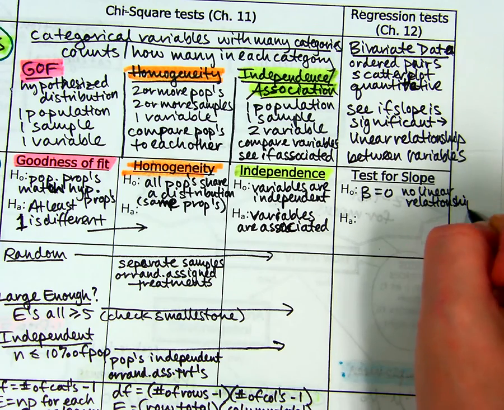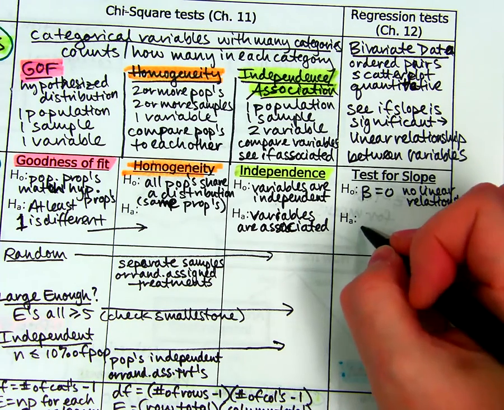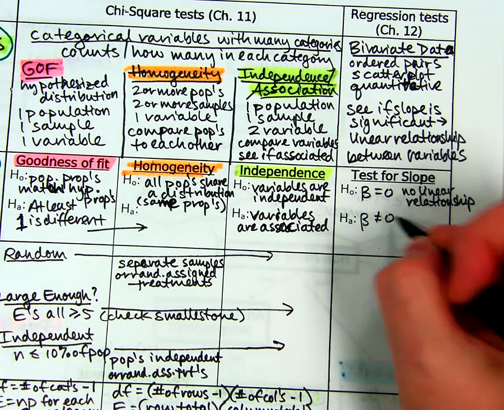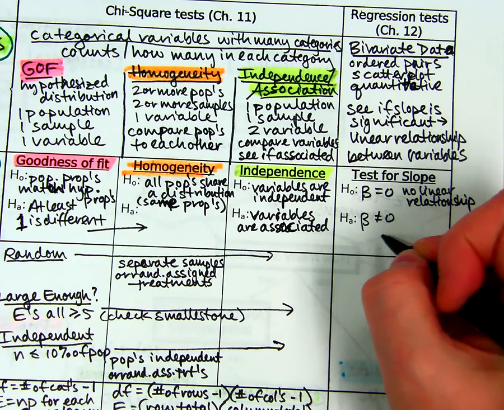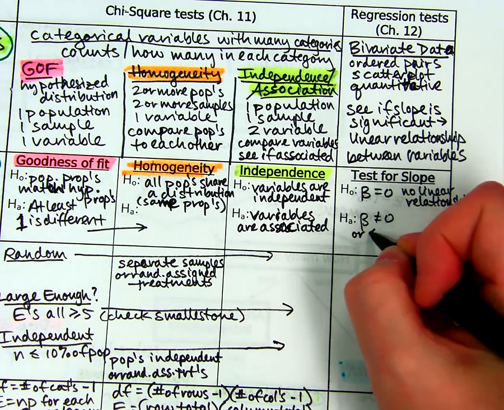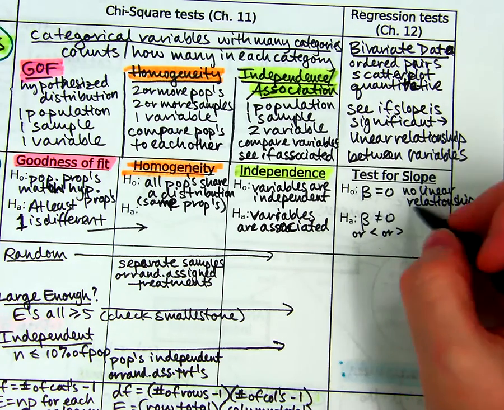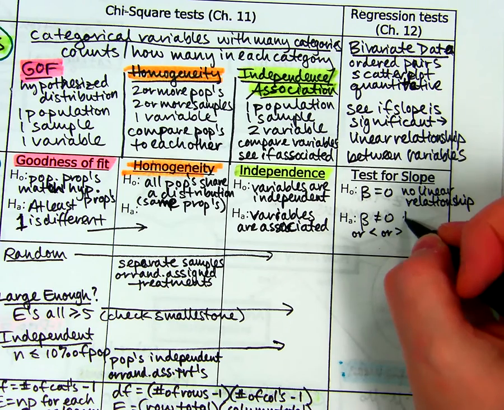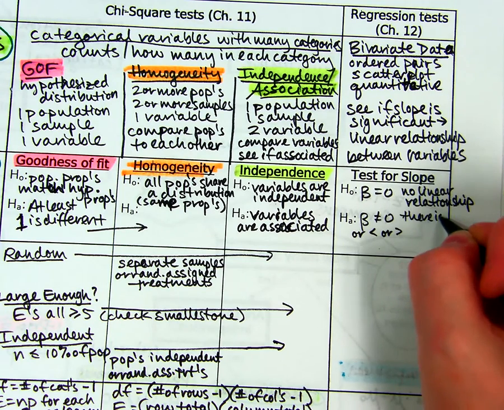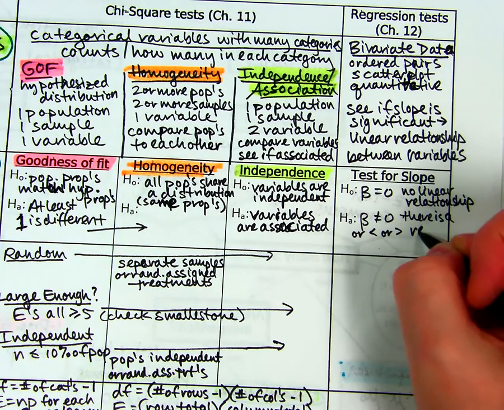And our alternate is that there is a relationship, which is beta is not equal to 0, or sometimes it is less than or greater than, kind of like on the others. This is basically saying there is a relationship, maybe I know what kind it is, and maybe I don't.